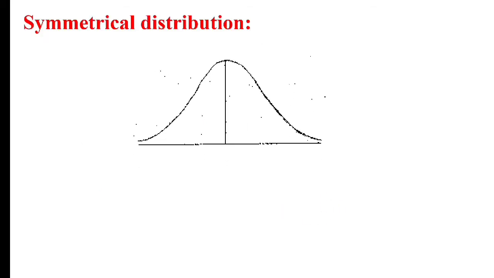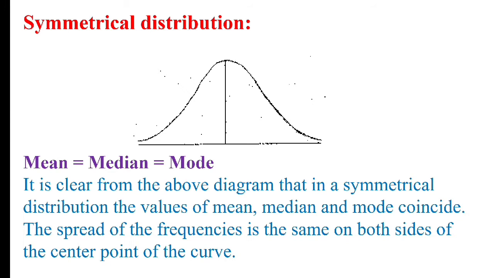A symmetrical distribution is bell-shaped. If you cut it in any direction and can make two equal parts, then it is called a symmetric distribution. In this case, mean equals median equals mode. It is clear from the above figure that in a symmetrical distribution the values of mean, median and mode coincide. The spread of the frequency is the same on both sides from the center point of the curve.